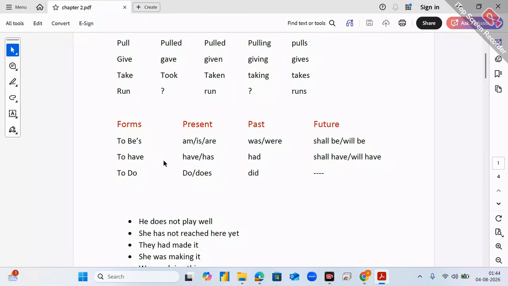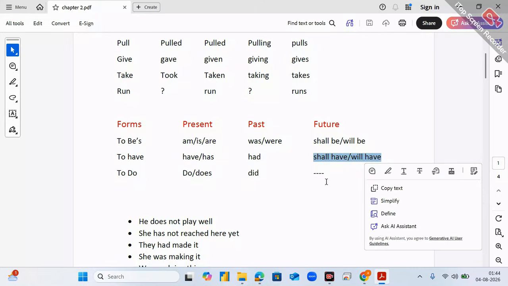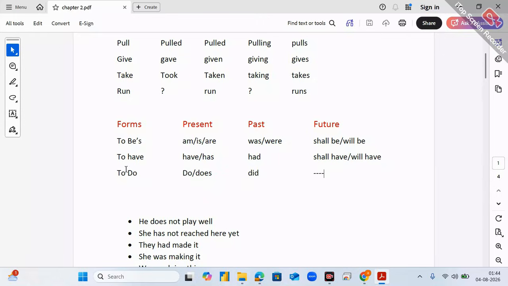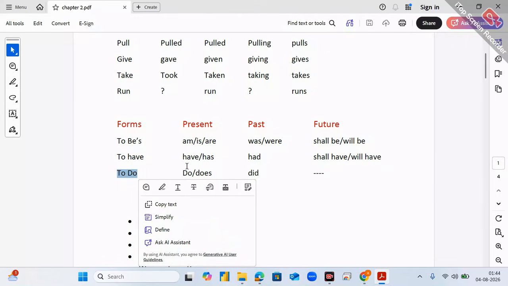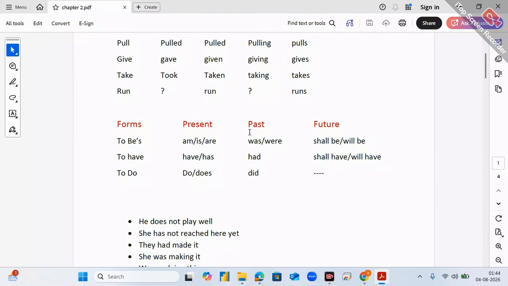Next, to have forms have, has. In past tense, had is there. In future tense, will have or shall have. Likewise, we have to do forms, do or does. In past tense, it is did. Okay, so let's learn more about the verbs. I hope it is interesting to you.